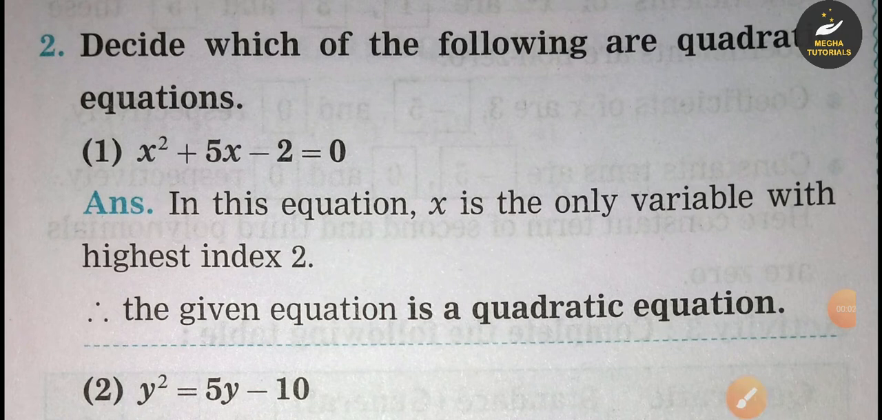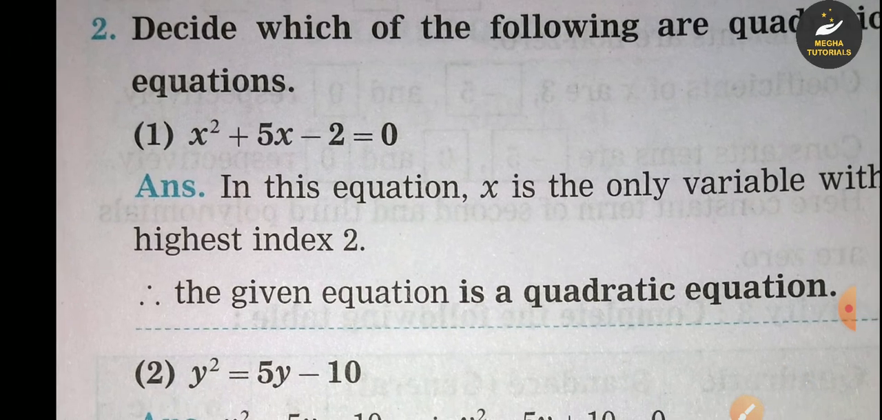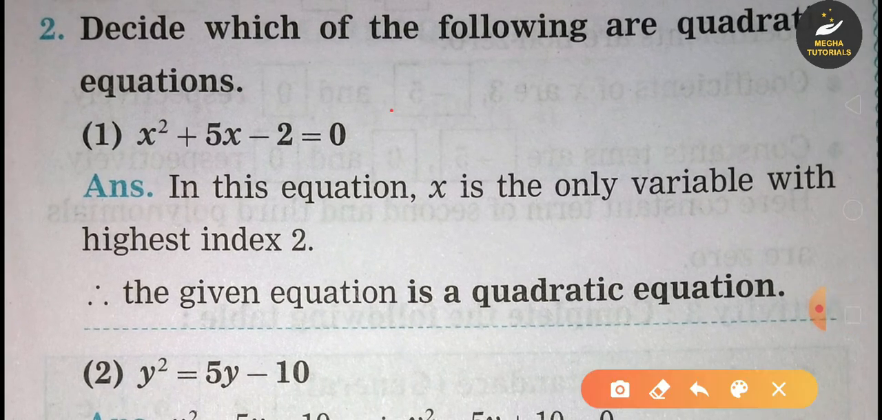Question 2, decide which of the following are quadratic equations. So quadratic equation means the highest degree of the polynomial should be 2. Okay. So x square plus 5x minus 2 is equal to 0. So highest degree is 2. So in this equation x is the only variable with highest degree 2. Therefore this is a quadratic equation.